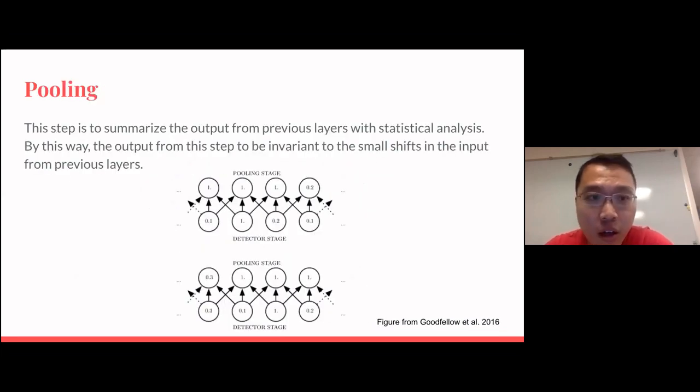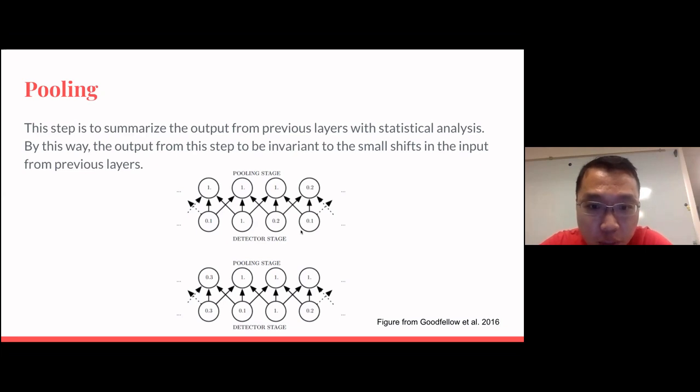Next is pooling, a concept in convolutional networks. As I mentioned before, our human vision system has different functions, with different areas or cortices in the brain that process information in different ways. One thing they do is process the input so that the output is invariant to small shifts in the input from the previous layer. This can be understood as pooling in convolutional neural networks. So this is an example. We can see that we have inputs, for example, in the plot above, on the top.